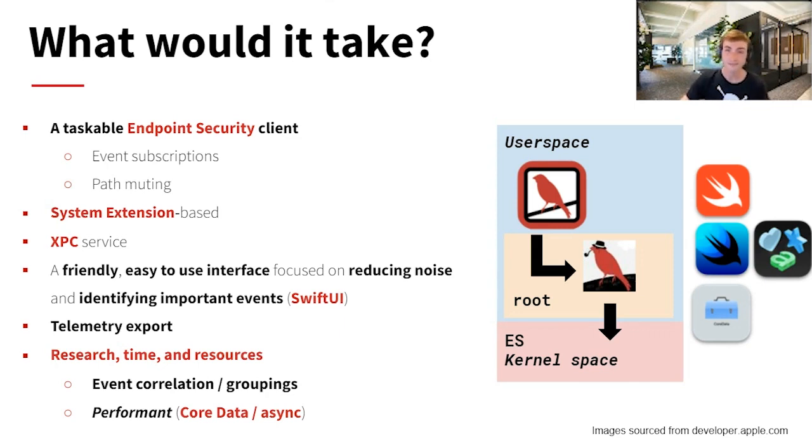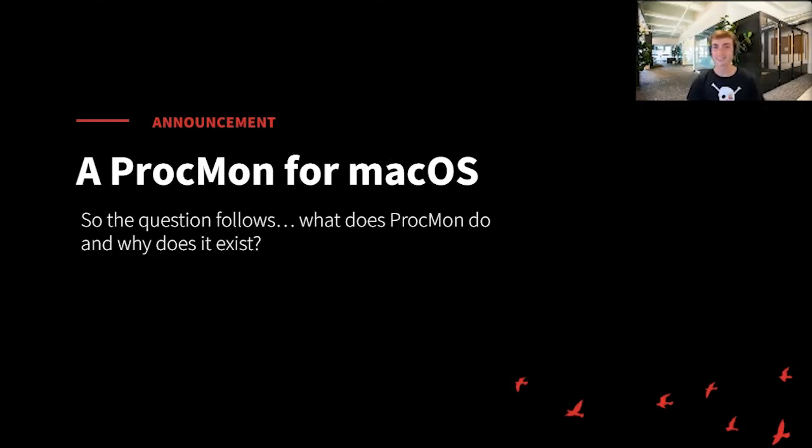And performance, right? So this thing needs to be performant. It needs to be able to store theoretically unlimited events. It needs to be able to process all these events in a performant way, and we enabled this with Core Data. So now I'm passing it off to Matt, where he can talk a little bit more about the Windows end with Procmon.